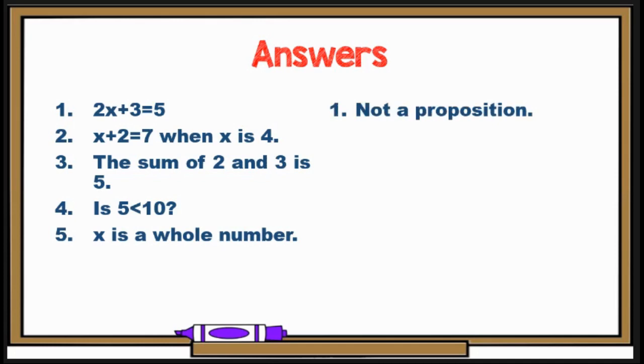Let's go to number 2. x plus 2 is equal to 7 when x is 4. In this case, we already have a value for x. It is now defined. And if we substitute 4 to x, we are going to end up with, lagay natin siya dito, 4 plus 2 is equal to 7. Is this true or false? Okay, this is false. Now, our sentence will pass as a proposition and it has the truth value false.